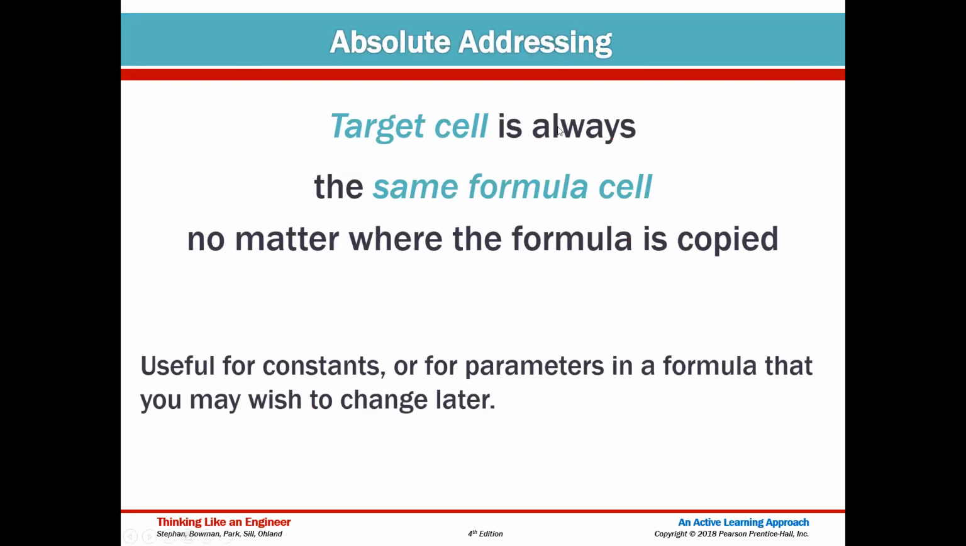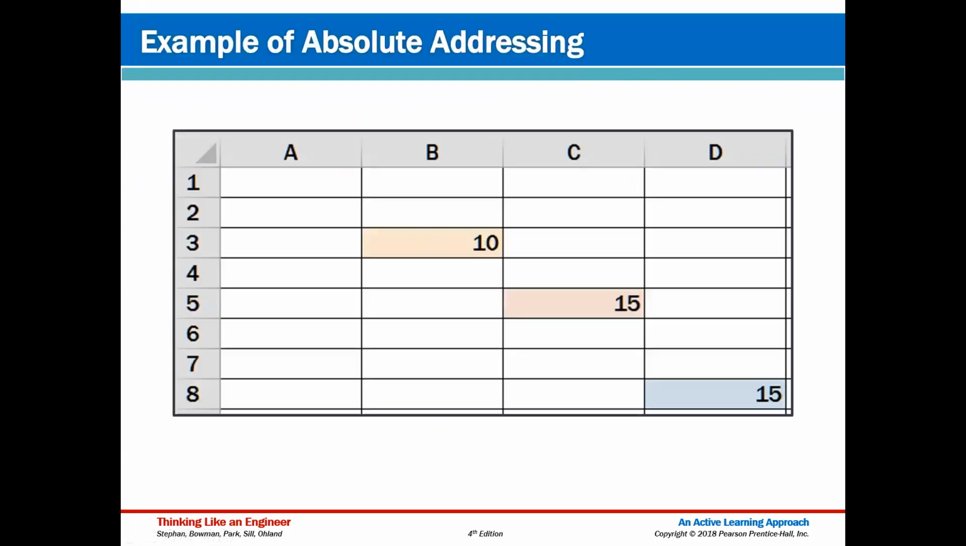For absolute cell addressing, it means that our target cell is always the same cell, no matter where the formula is copied. In this case, we use our dollar symbols in order to hold our columns and our rows constant. This is useful for constants or for parameters in a formula that you may wish to change later. One of the common constants we use this for is gravity, where an equation uses g of 9.8 meters per second squared. You need to reference that constant throughout your formula, regardless of where it is copied.